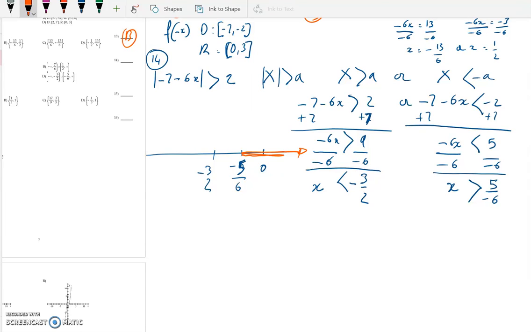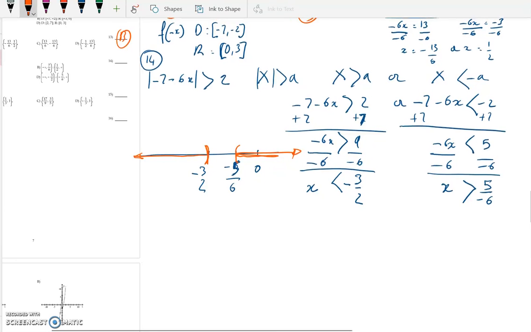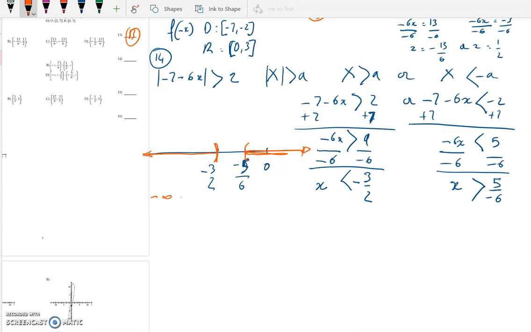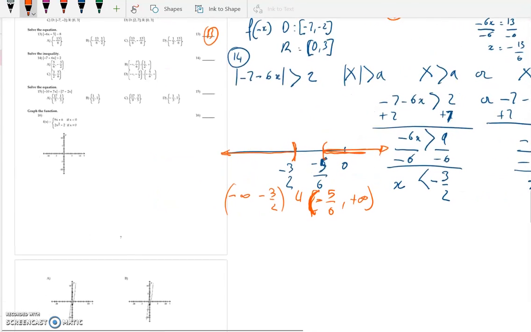X is greater, and because there is no equal, parenthesis. X is less, that means I'm going to the left, and there is no equal in your symbol, so it's a parenthesis. The interval notation is going to be negative infinity, negative 3 over 2, parenthesis, union, parenthesis, negative 5 over 6, plus infinity. And when you look at the set of solutions you had, the only one with negative infinity, negative 3 over 2, union negative 5 over 6, plus infinity is the answer D.